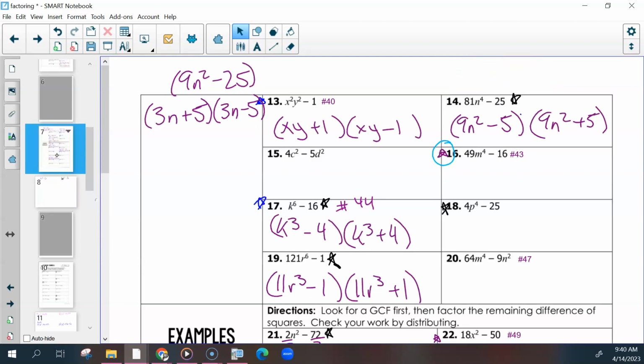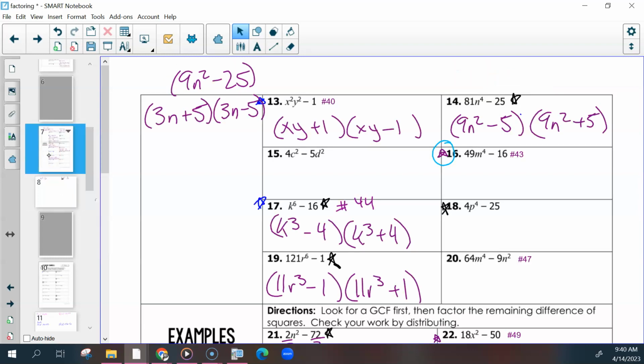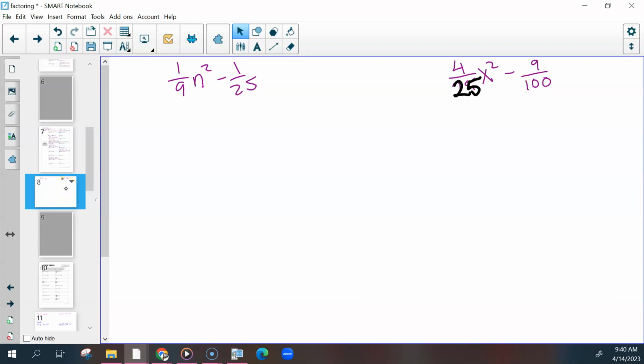Oh, I'm sorry. There was one more quick thing, sorry. I gotta do this. Write this down on a blank space and then you'll have time to work, I promise. So write both of them down somewhere where you have blank space. You may not have a bunch, but maybe in the side panels, like this. 1/9 n squared minus 1/25. 4/25 x squared minus 9/100. Right now.